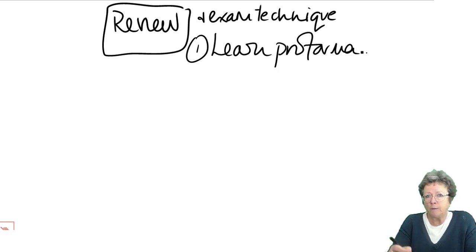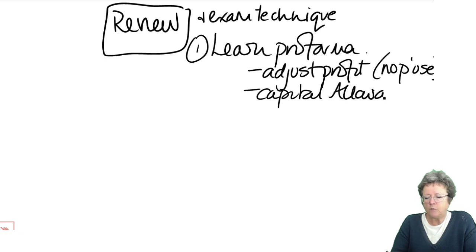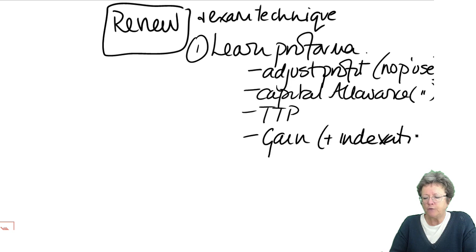So you've got several here within corporation tax. Adjusted profits, which is the same as individuals, but there's no private use. Capital allowances, and again, no private use. TTP, which is the new one that we've introduced, and gains, proceeds less cost, and then we added in indexation, didn't we? Make sure that your pro formas look like the model answers.